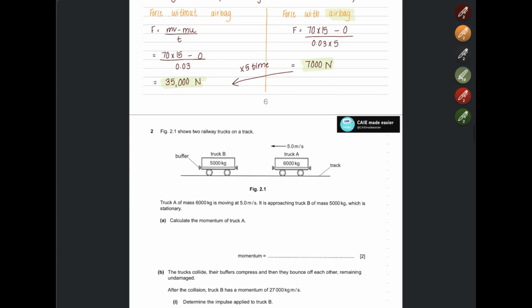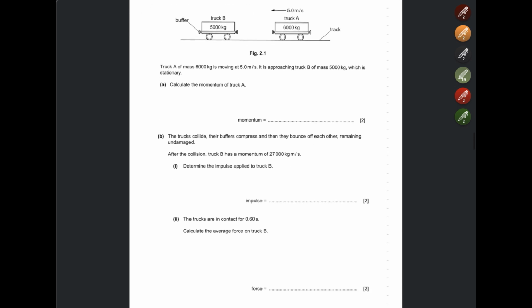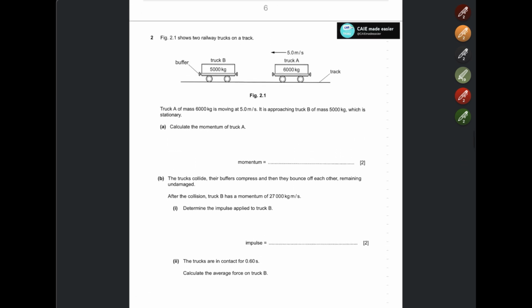Now let's do some past papers. This particular question is not from 2024. The questions after that are from the year 2024. Let's start with this.